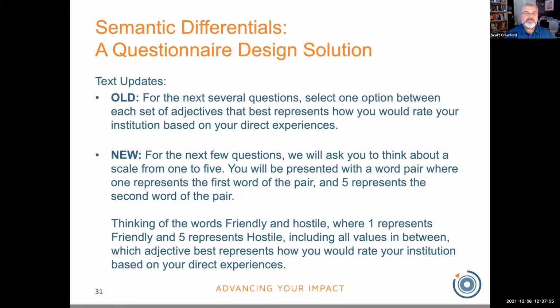Thinking about the words friendly and hostile, where 1 represents friendly and 5 represents hostile, including all values in between. Which adjective best represents how you would rate your institution based on your direct experiences? That second paragraph there, the thinking about the words part, would be repeated for every word pairing that there was. Not ideal, but we felt like this was the best way to get this across in a screen reading environment.